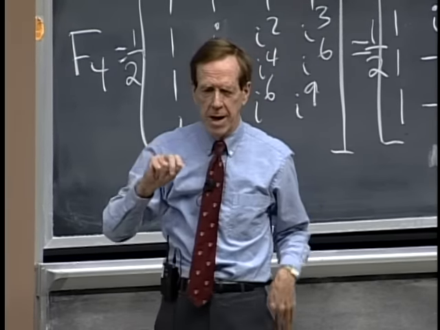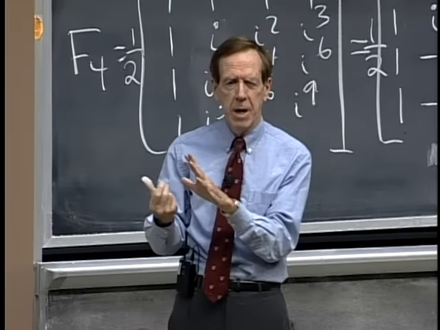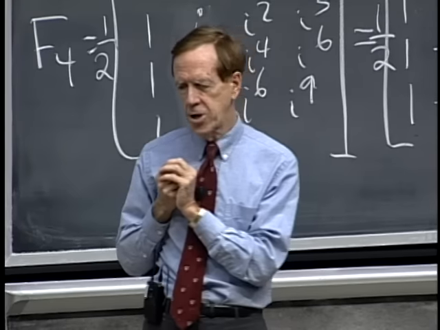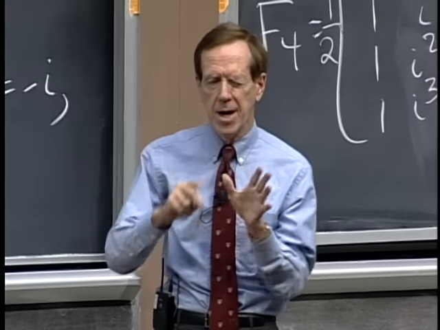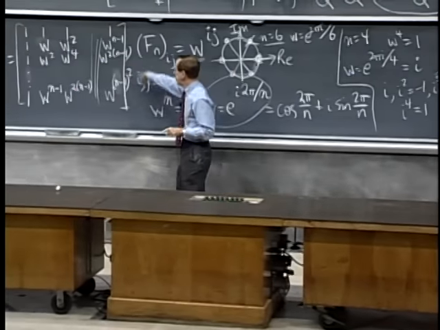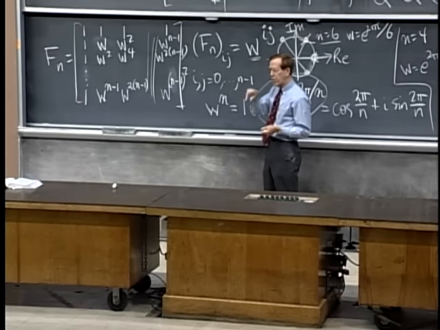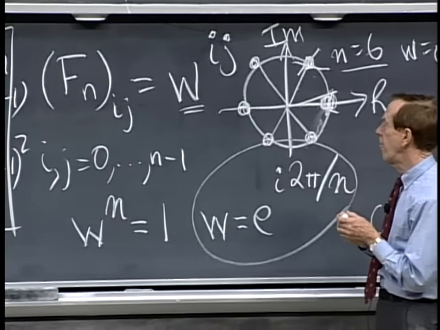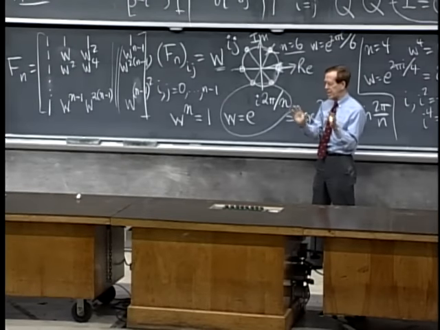F6, our 6x6 matrix, there's a neat connection to F3, half as big. There's a connection of F8 to F4. There's a connection of F64 to F32. Shall I write down what that connection is? What's the connection of F64 to F32? So F64 is a 64x64 matrix whose W is the 64th root of 1. So it's 1/64th of the way around in F64. And F32 is a 32x32 matrix. Remember, they're different sizes.